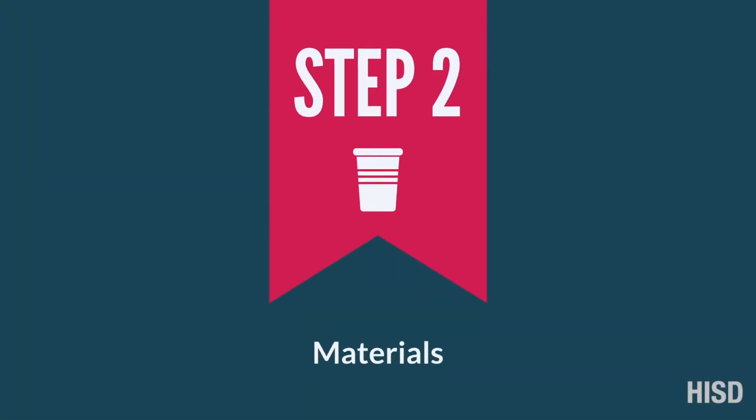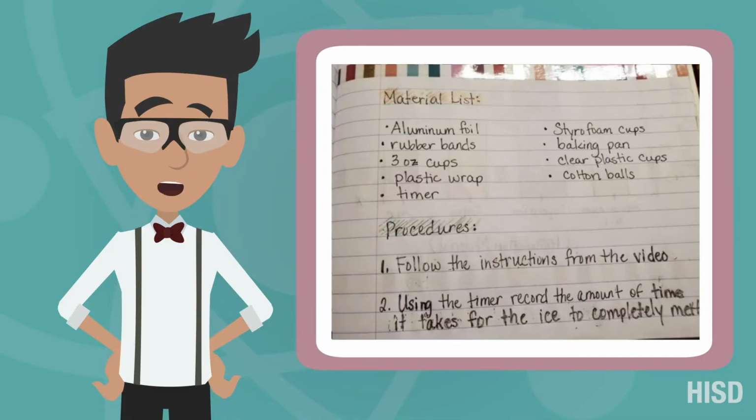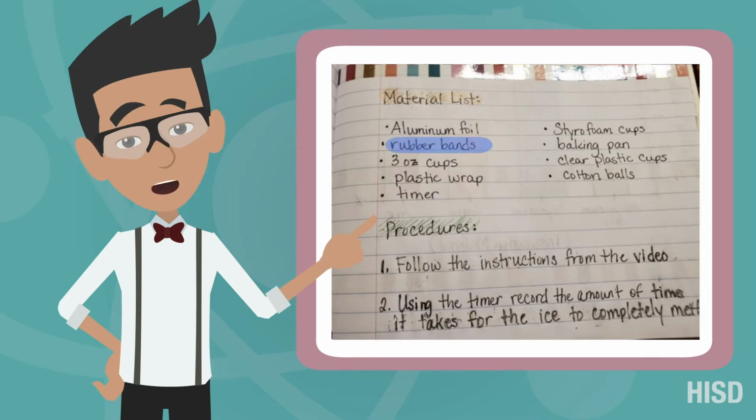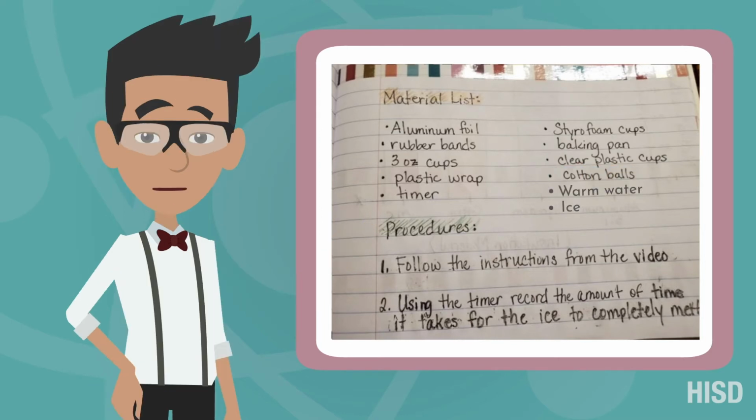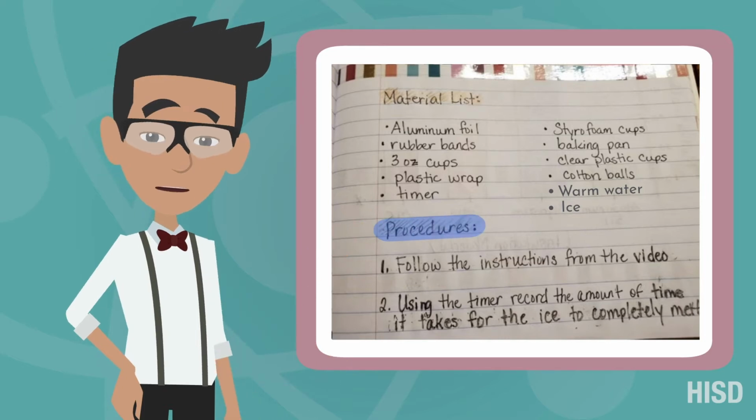Step 2. Always make sure that students write down the materials needed. In this investigation, they will need aluminum foil, 4 rubber bands, 4 3-ounce cups, plastic wrap, timer, 1 styrofoam cup ripped into pieces, a baking pan in which to place the 4 clear cups, 4 clear plastic cups, cotton balls, warm water, and ice. Make sure students write down the procedures they are to follow in carrying out the investigation.